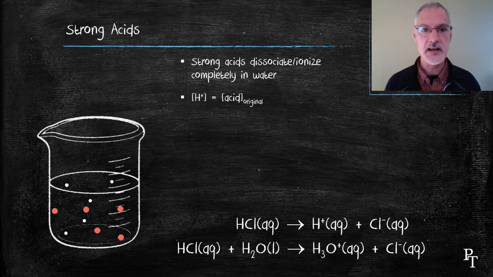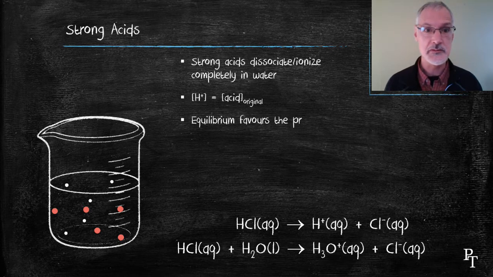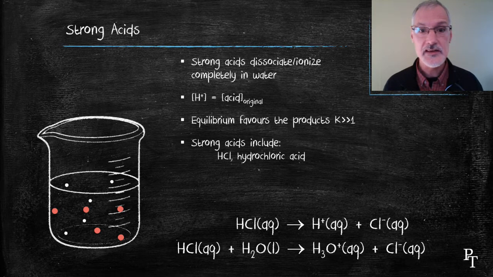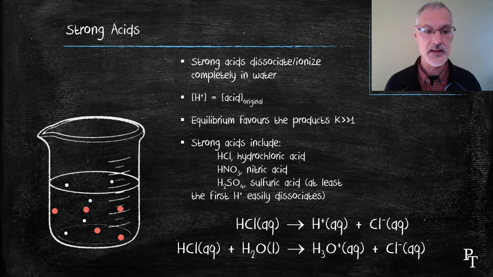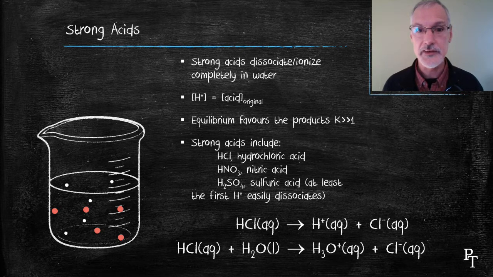Again, if we refer to the diagram, I put 5 particles of acid in and ended up with 5 hydrogen ions. The equilibrium constant for both of these reactions is very, very large, again suggesting lots of product and very little reactant left over. Now, our strong acid list includes things like hydrochloric, nitric acid, and sulfuric acid.